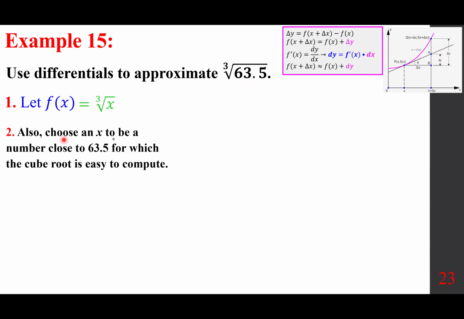The next thing is to choose an x to be a number close to 63.5 for which the cube root is easy to compute. Clearly, the closest number to this must be 64, because cube root of 64, we should know it's 4.